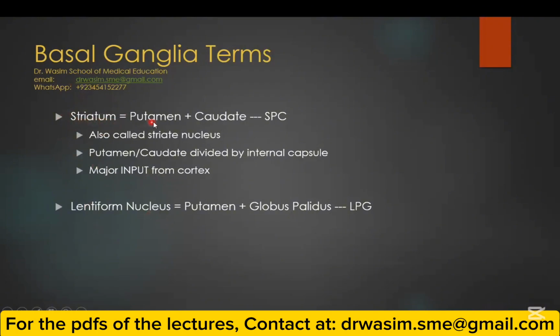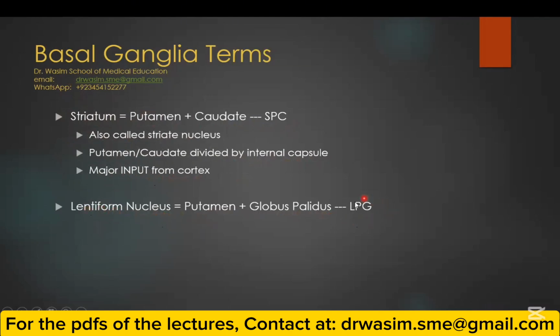So what is striatum? When putamen and caudate are put together, this is called striatum. This is also called striate nucleus. The putamen and caudate are divided by the internal capsule, and it also receives major inputs from the cortex. The lentiform nucleus, when putamen and globus pallidus are put together, is called lentiform nucleus.